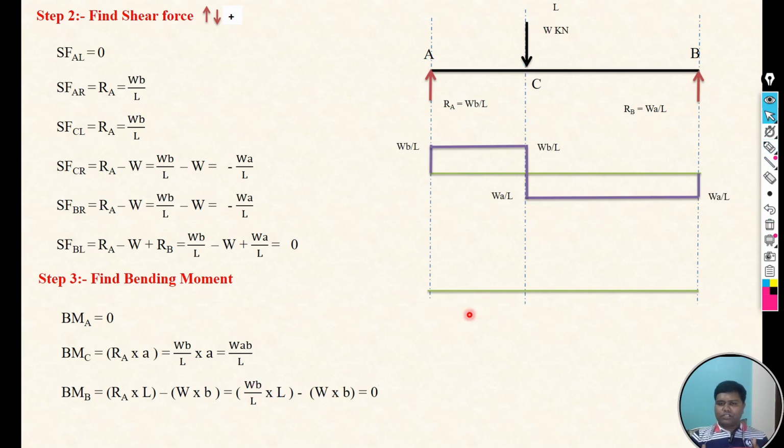Again, for drawing the bending moment diagram, we consider the base line. Same rule: if any bending moment value is positive, it is upward to the baseline, negative below the baseline. So bending moment at A point is 0, so it will start from A point from 0. Bending moment at C is Wab by L, that is positive, so it is upward, and the bending moment at B point is 0, so it comes to 0.